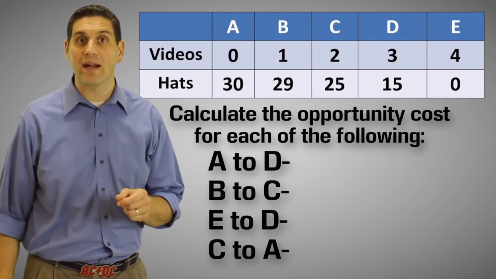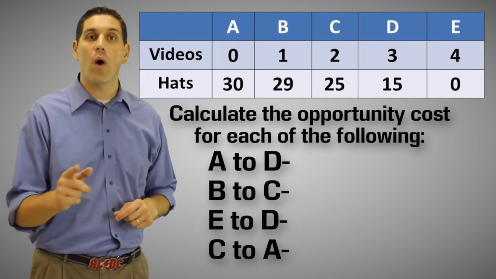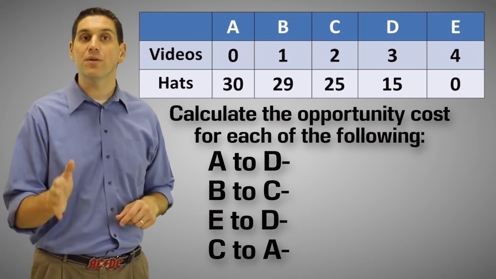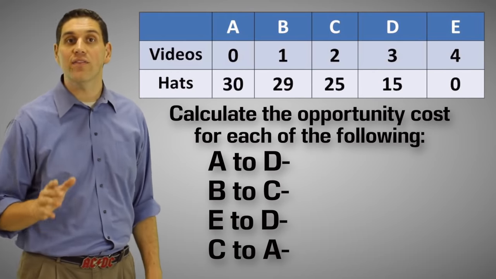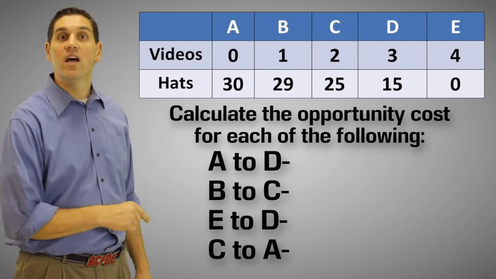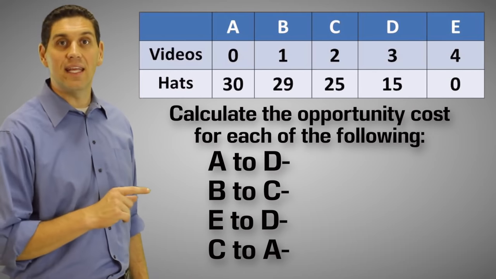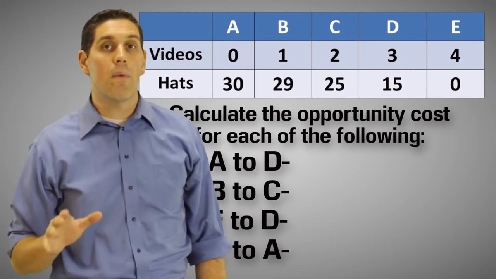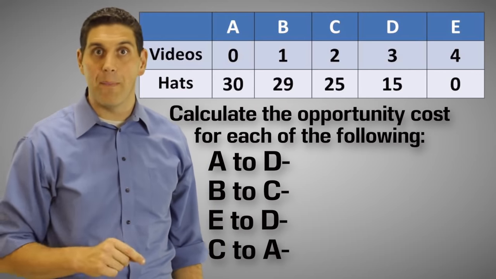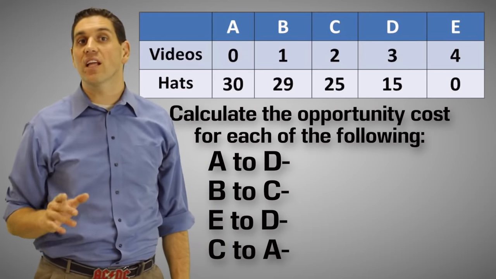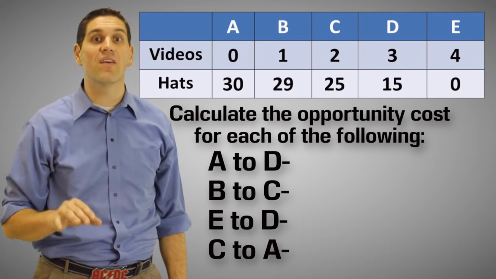Right now it's time for you to practice calculating opportunity cost. So I want you to use the table and figure out the opportunity cost from each one of these. Calculate the opportunity cost from A to D, from B to C, from E to D, and from C to A. Remember, opportunity cost is what we're giving up, so look for the thing that we're losing. Don't forget to clarify if I'm giving up hats or if I'm giving up videos.